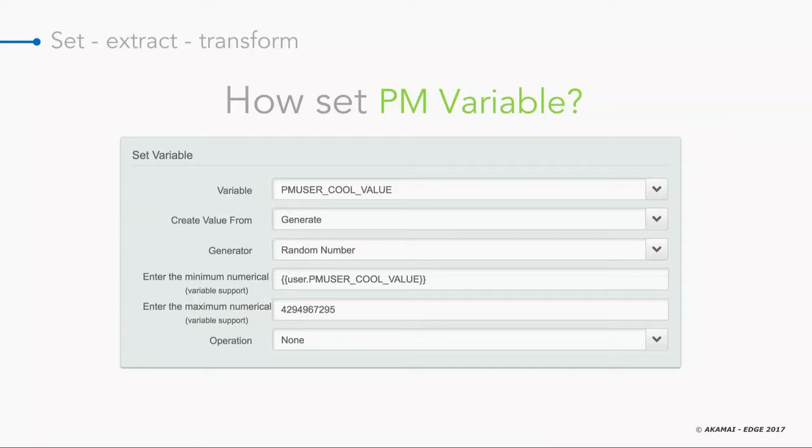The third option is to generate a value. In this case, you are generating a value from a random number. And you can see that you can even use other PM variables to define the minimum and the maximum of this random number.